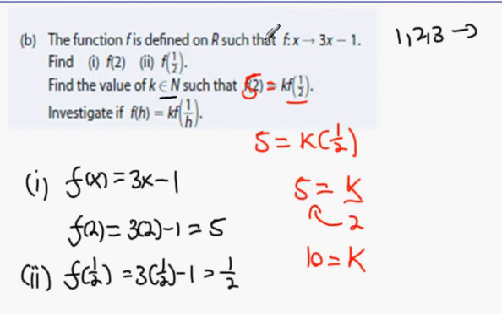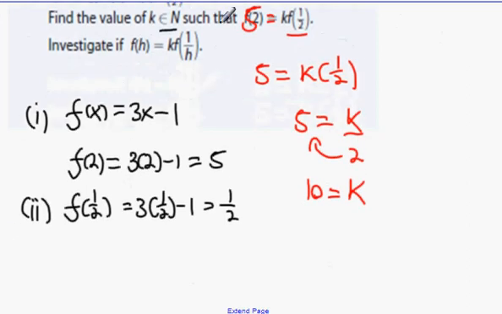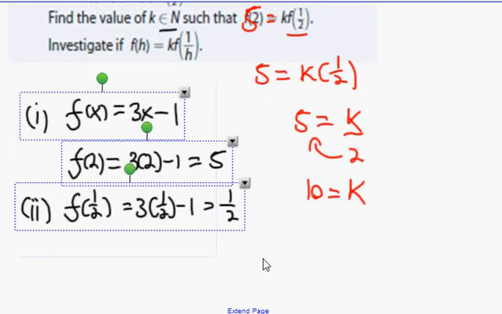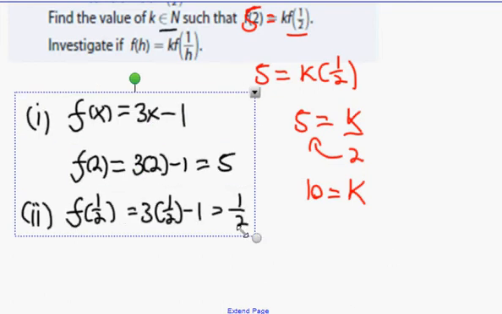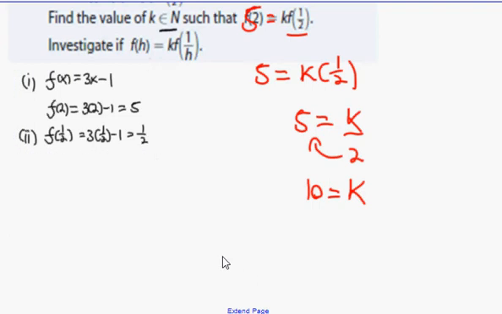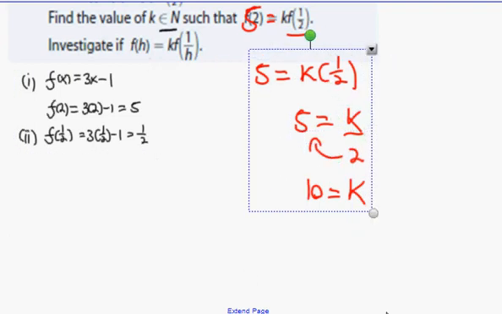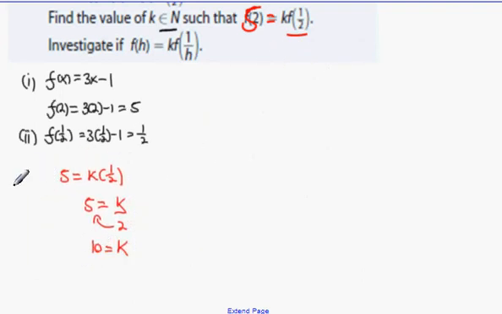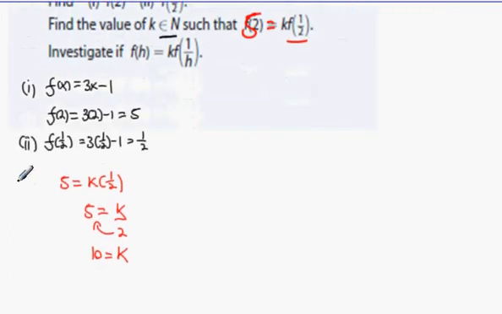Now that we know that k equals 10, we gotta figure out what about the third part. Investigate if f of h equals k times f of 1 over h, okay? So, this is parts 1 and 2, and this part here, part 3. So that's all done there. Call it part B. Now we're on the next part, which will be over this side of the board. We'll do it in blue or purple, because purple's easier. We call this part C.